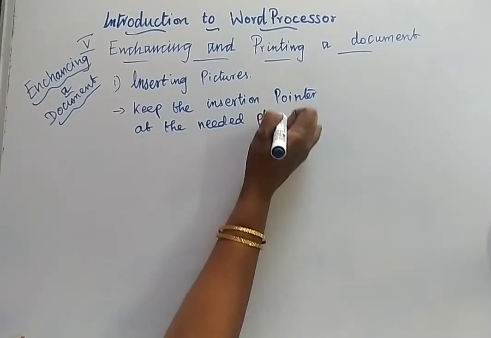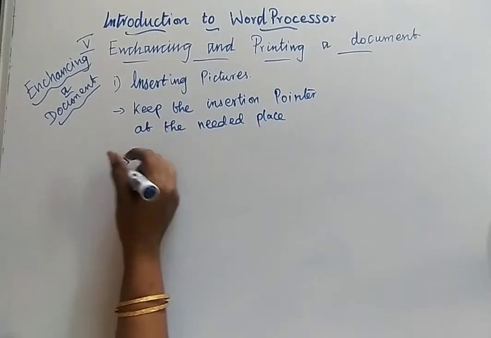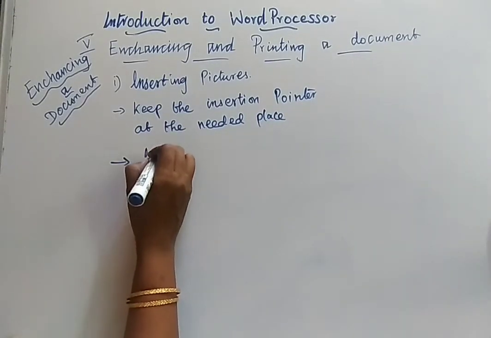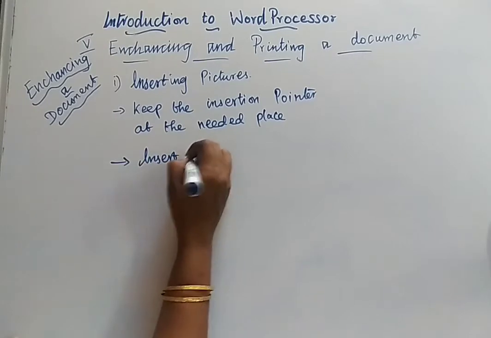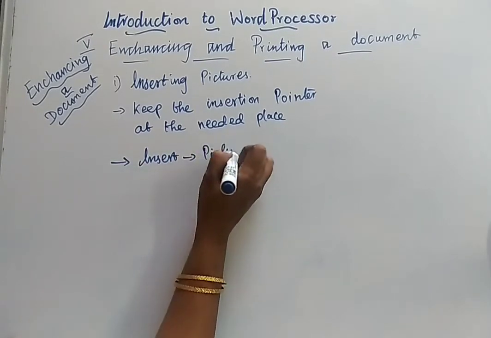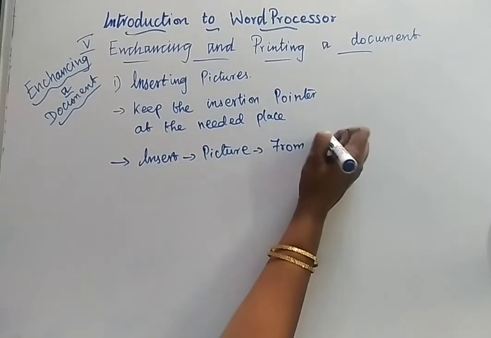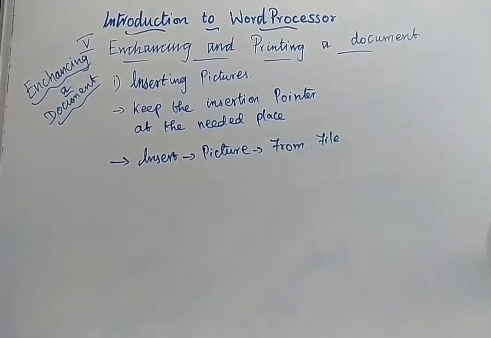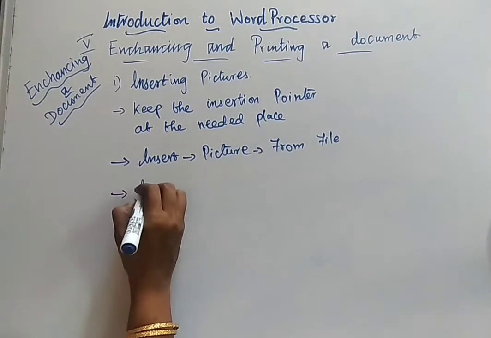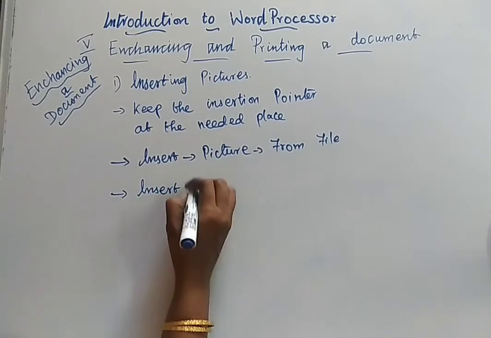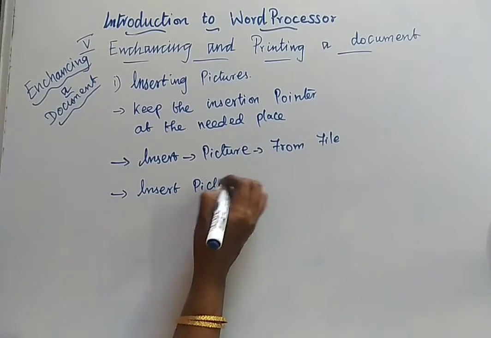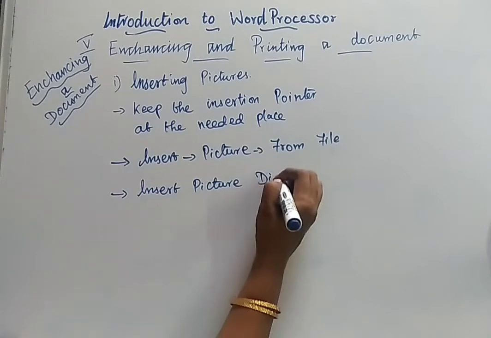What is the next point? Next, from the menu you are going to choose insert, and then select picture from file. This is the one you have to select, that is insert picture from file. So immediately what will be displayed for you? The insert picture dialog box will be displayed.